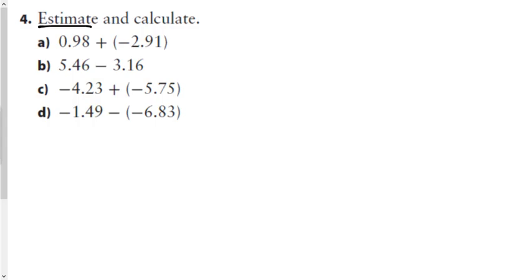So for A, I'm going to estimate all of them right away and just keep them there. When I estimate, I'm going to round to the nearest whole number with each of the numbers. So 0.98 will become positive 1, and negative 2.9 will become negative 3. So my estimation means the answer to this is going to be approximately equal to negative 2. Is that okay?